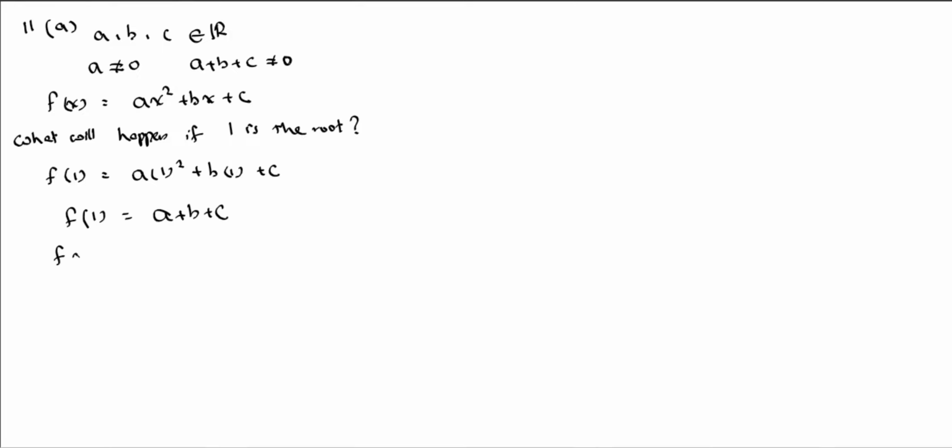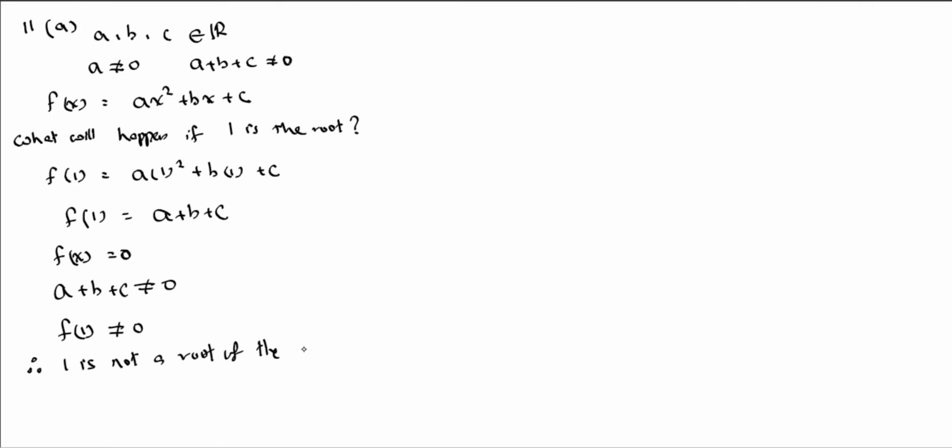Okay, the equation is f(x) equals 0. But we know that a plus b plus c cannot be 0, which means f(1) cannot be 0. Therefore, what we can conclude is that 1 is not a root of the equation f(x) equals 0. First part done. Now they are telling us let alpha and beta be the roots of the equation f(x) equals 0.